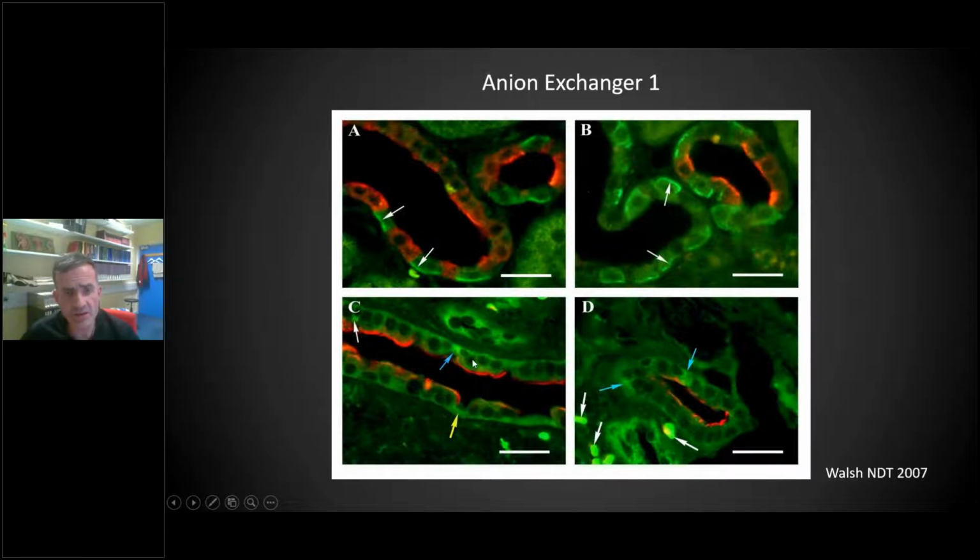C is from a patient with hereditary dRTA, and D is from a patient who has autoimmune dRTA. We can see that their intercalated cells are basically these tiny shrunken little things, which are clearly not working properly at all. And here we have the red showing the principal cells. So these have obviously got very tiny, small, non-functional intercalated cells. Quite interesting.